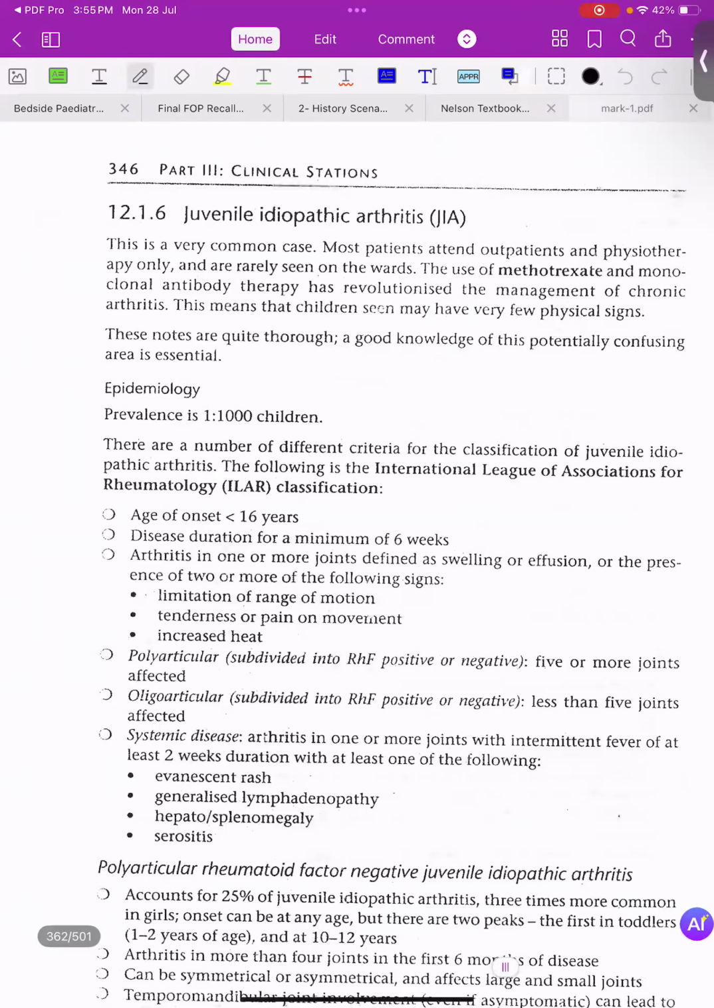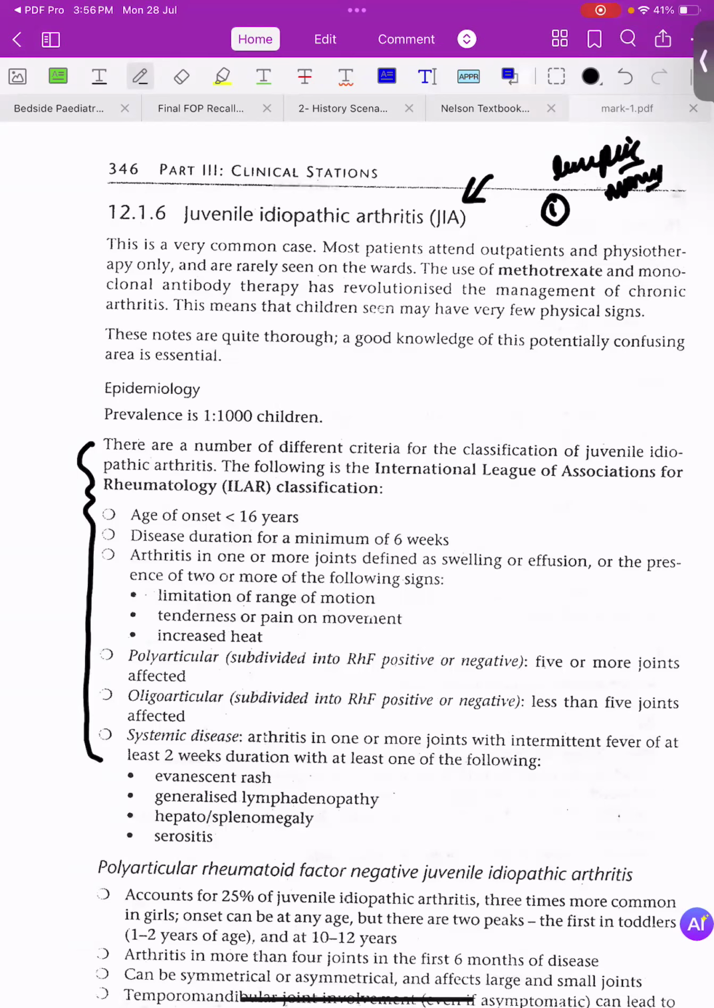All right, whenever they give you a scenario of any child coming to you with a limping gait, any key point pointing towards JIA, like in the last scenario, we had a key point that was morning stiffness. Okay, you must know the criteria for diagnosing any case of JIA. So Dr. Mariam, can you please tell me what is the criteria for JIA diagnosis?